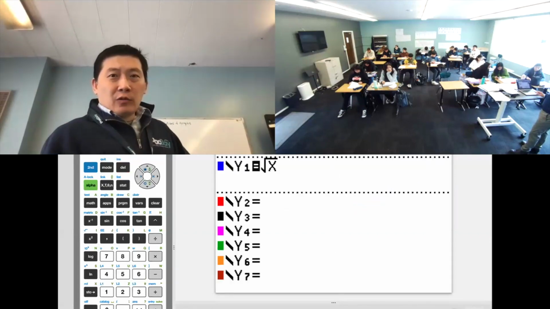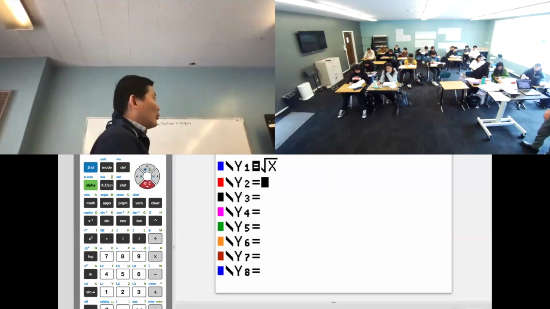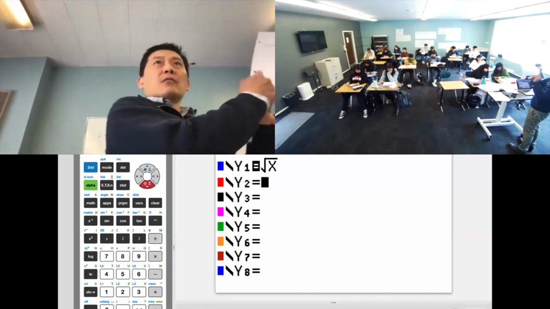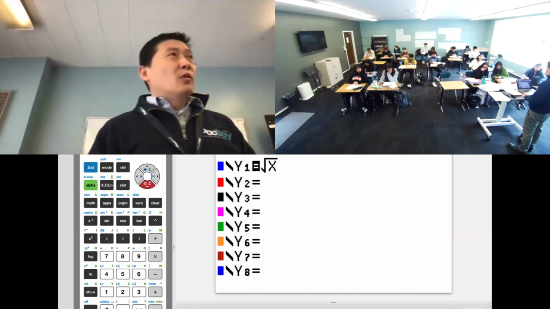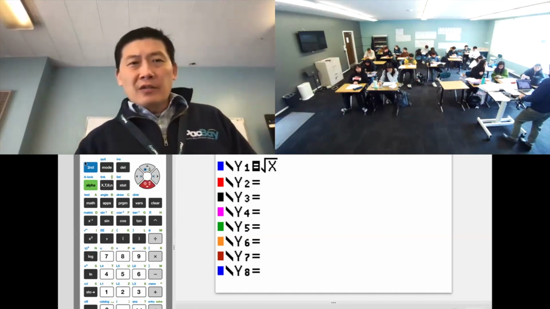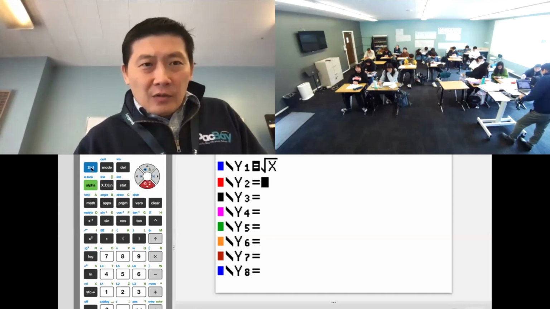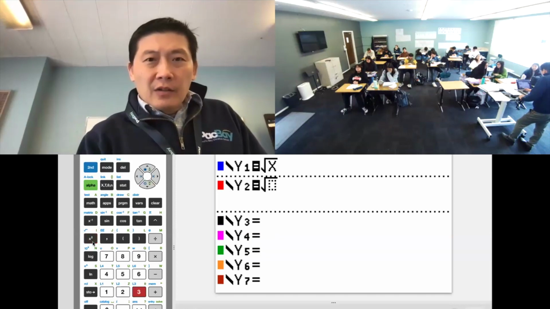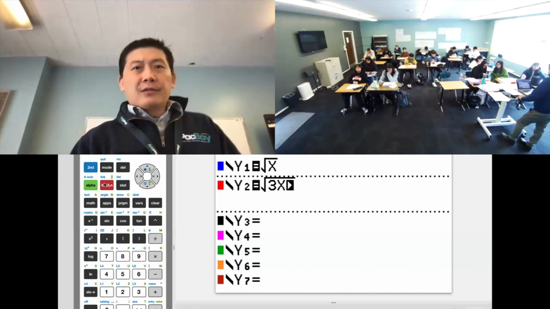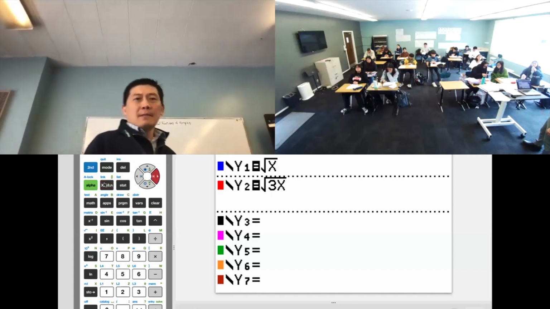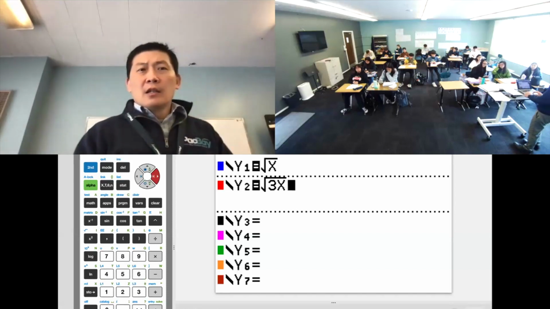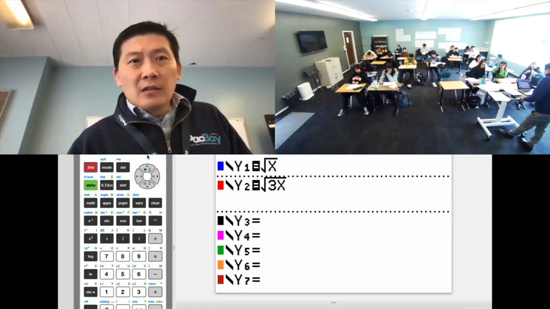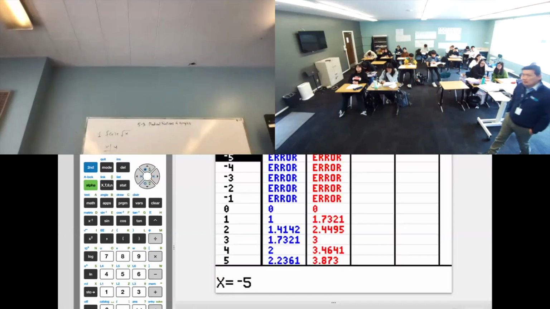Let's go back to y equal, and I'm going to go to y2. This time, I'm going to graph my second one. The second one is square root of 3x. So go ahead and input square root of 3x. So square root of 3x, I go second, x squared, and then 3x. All right? So now I'm going to go ahead and look at the table, so second graph, and go back to the table.